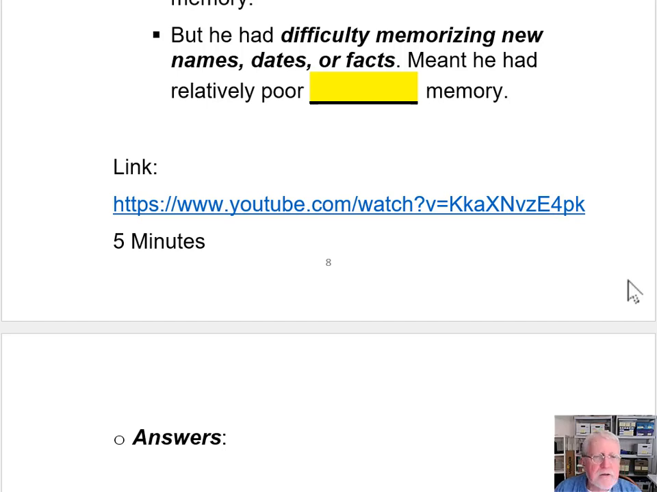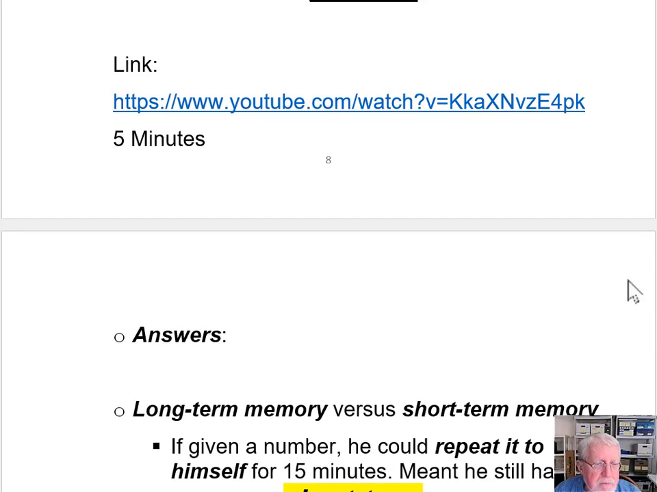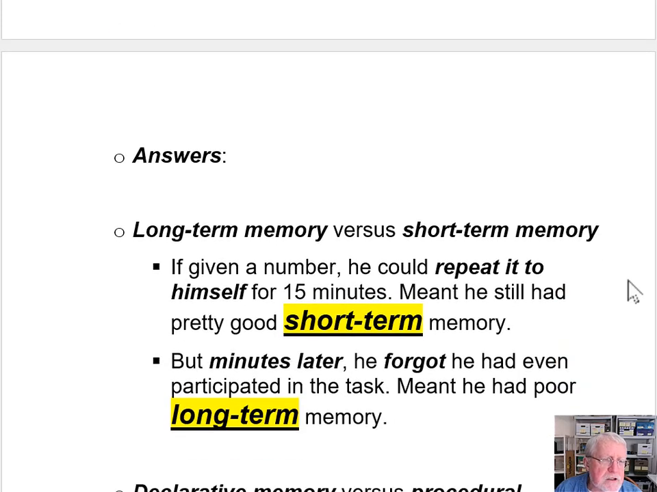Let's assume you have watched the video. In watching it, you would have picked up the following answers to the two questions that I posed related to it. The first dealt with long-term memory versus short-term memory. If given a number, HM could repeat it to himself for 15 minutes. This meant he still had pretty good short-term memory. If you can keep something active for a period of time by rehearsing it, by repeating it to yourself, you're making use of short-term memory. But HM, minutes later, forgot that he had even participated in this task. This meant he had relatively poor long-term memory.